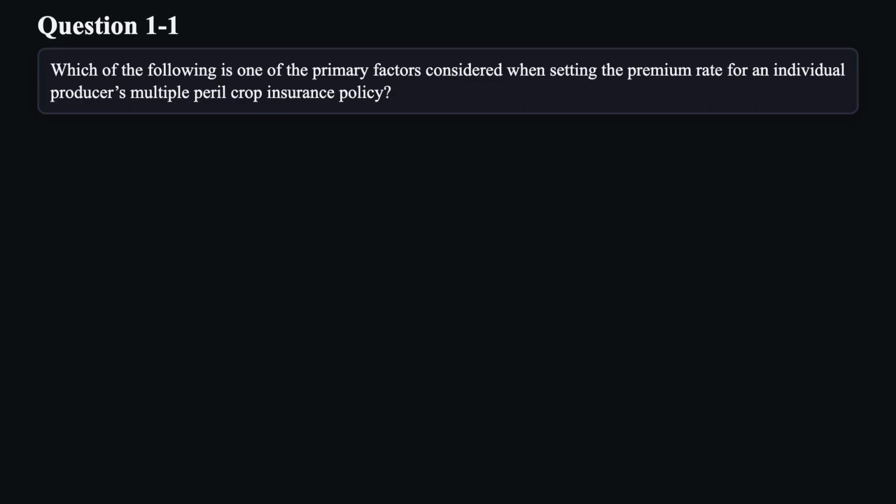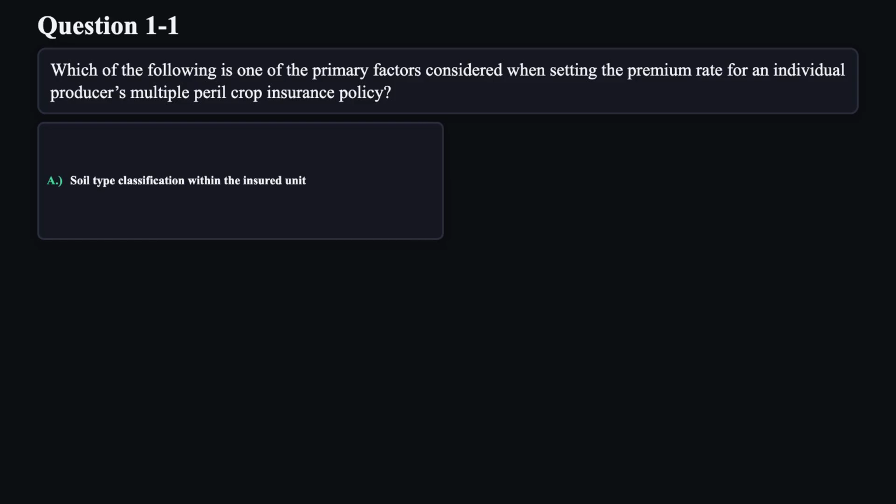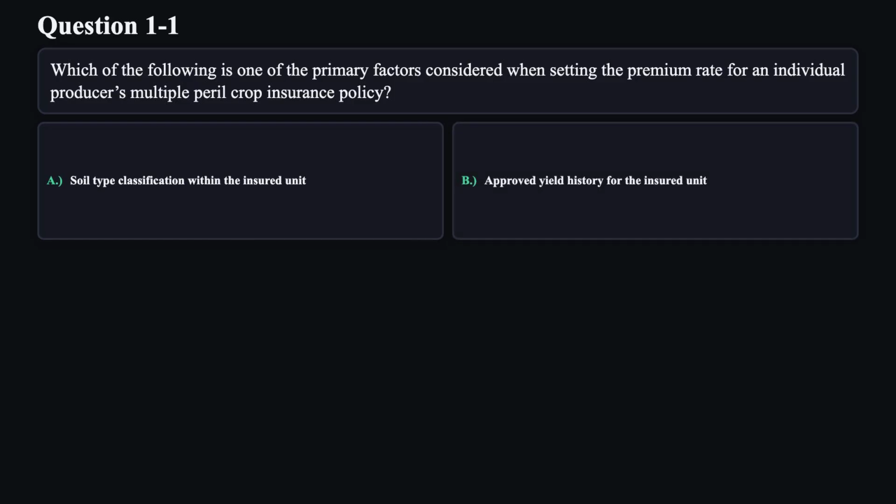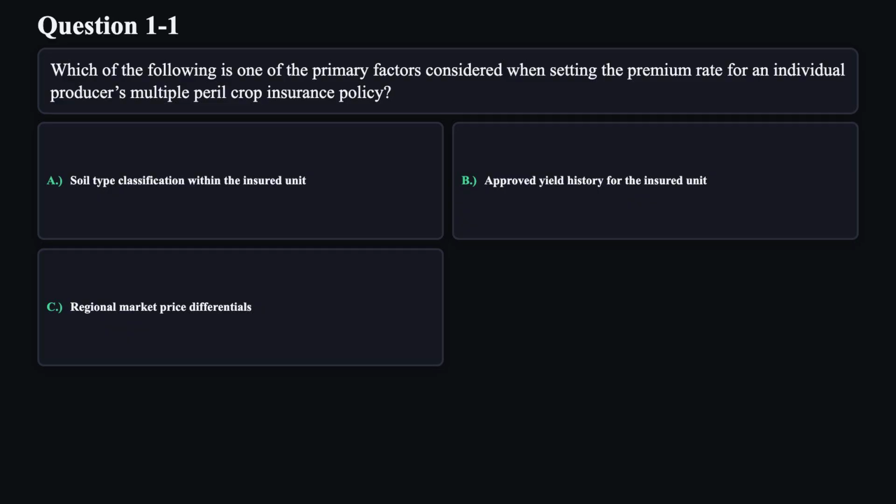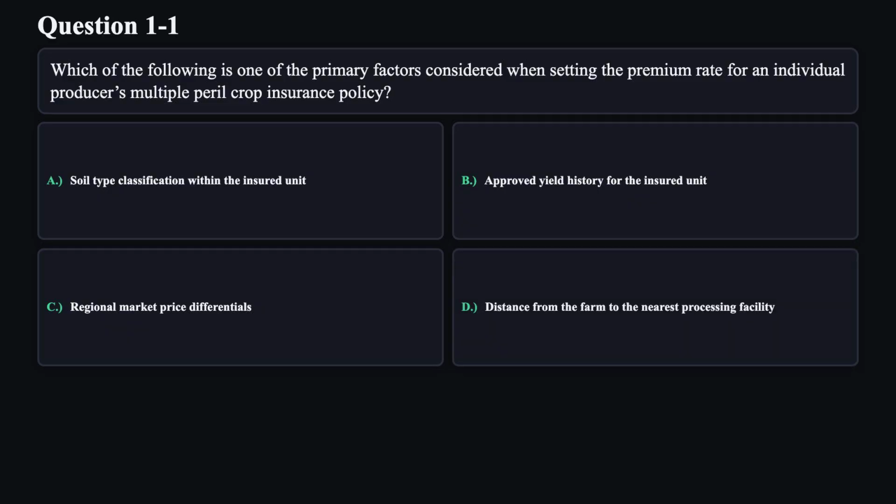Question 1. Which of the following is one of the primary factors considered when setting the premium rate for an individual producer's multiple peril crop insurance policy? A. Soil type classification within the insured unit. B. Approved yield history for the insured unit. C. Regional market price differentials. D. Distance from the farm to the nearest processing facility.